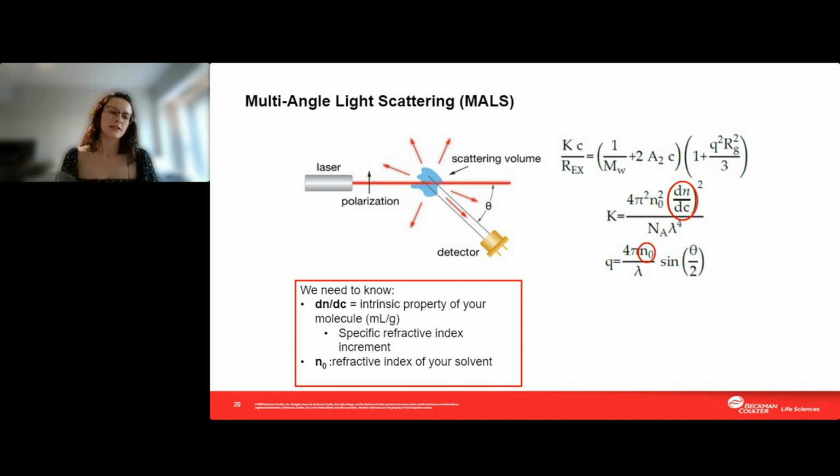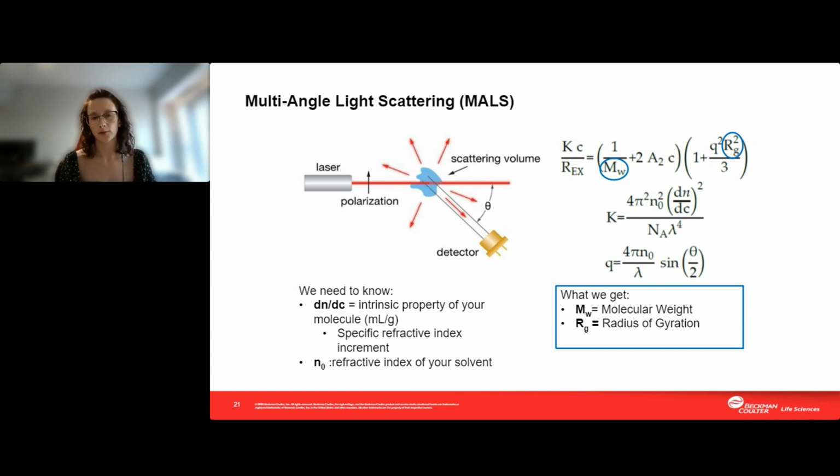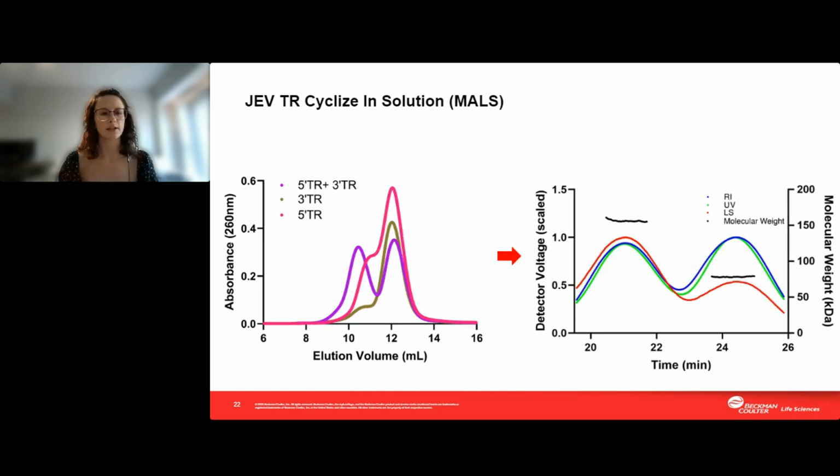And if you know your dn/dc, which is an intrinsic value of your sample and can be found online, as well as the refractive index of your solvent, you're then able to get accurate molecular weights as well as radii of gyration. So the results for this sample are seen here on this slide. On the left of the slide is the SEC results, and the right side shows the MALS results.